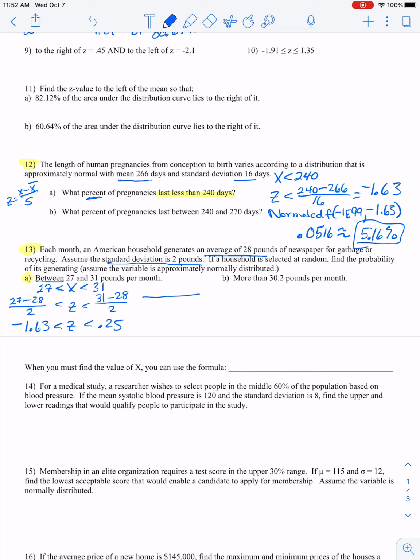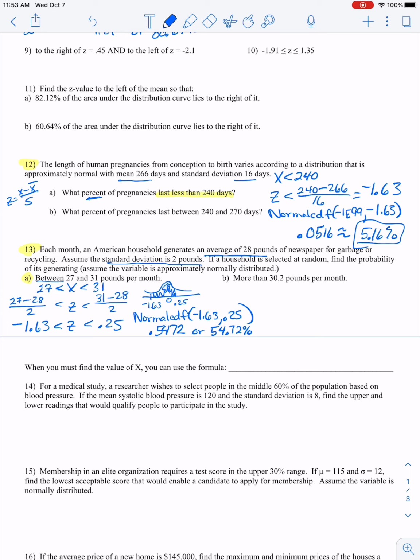In thinking of your bell-shaped curve, we're over here at 0.25, and we're over here at negative 1.63. We want the area between. So that will be your friend normal CDF. Negative 1.63, comma 0.25. When you type that in, looks like we're going to land at 0.5472. And that would be your probability. You can also write it as a percentage, and that's okay too. 54.72%, and that's an okay answer as well.